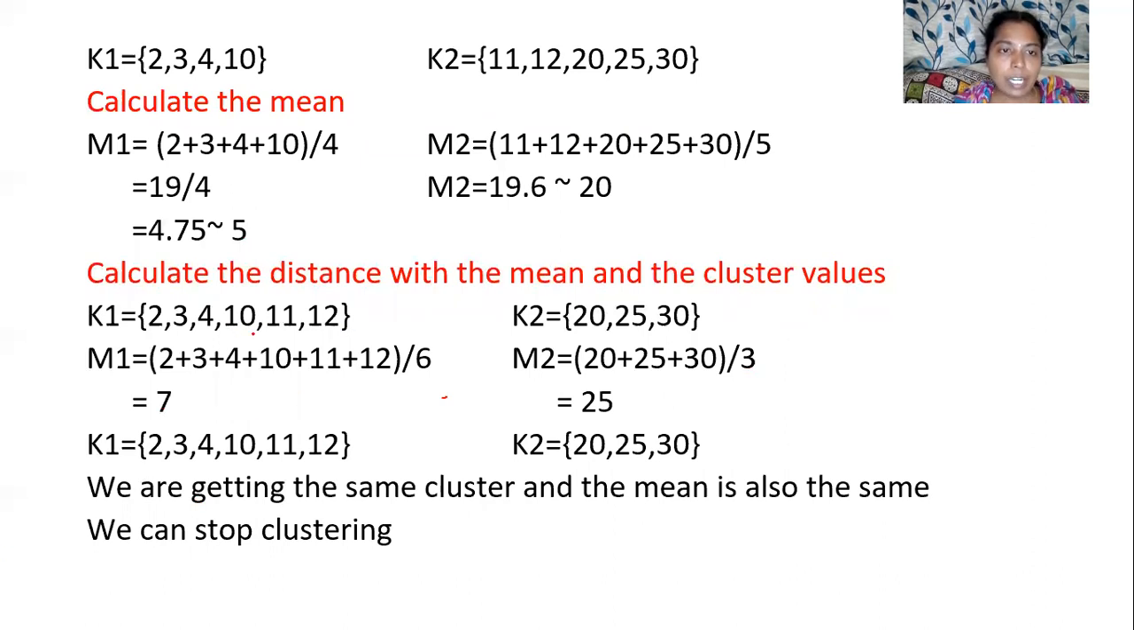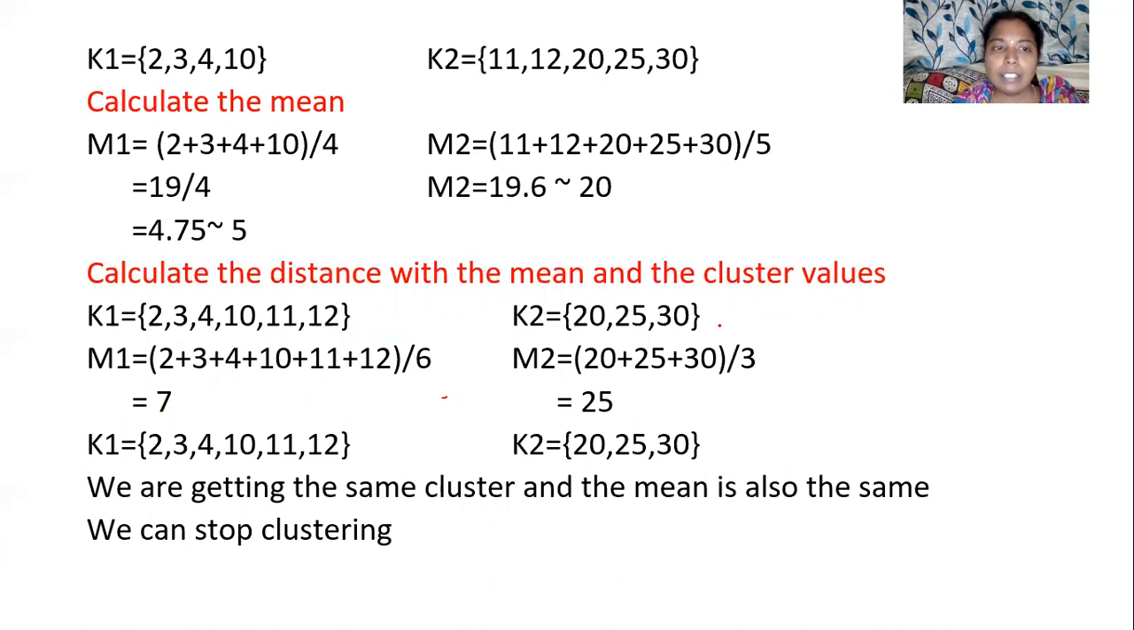For the new generated K1 and K2 clusters, we have to find out the mean values, which is 7 and 25. Here, we have to find out the difference for the mean value 7 for the data points and 25 for the data points, and the value which is nearest, we'll put it in the cluster.